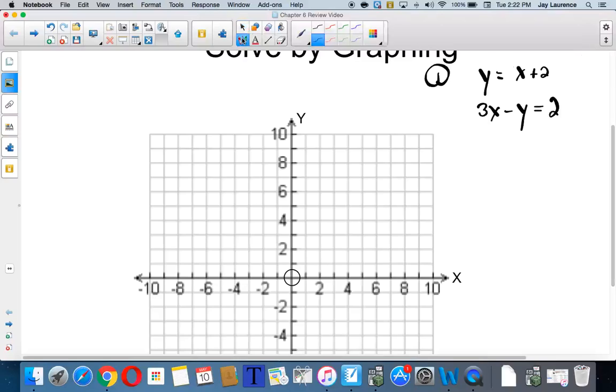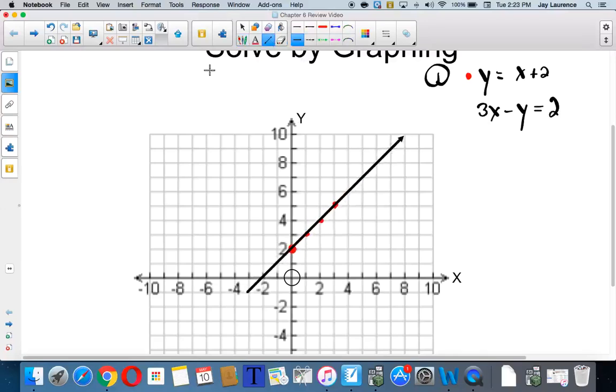Well, the first line, and I'll put a red point by it here, red bullet. The first line is in slope-intercept form, so I just simply plot the y-intercept, and my slope is 1 over 1, right? And then I can draw my line, and I'm going to take my time and do the best I can.